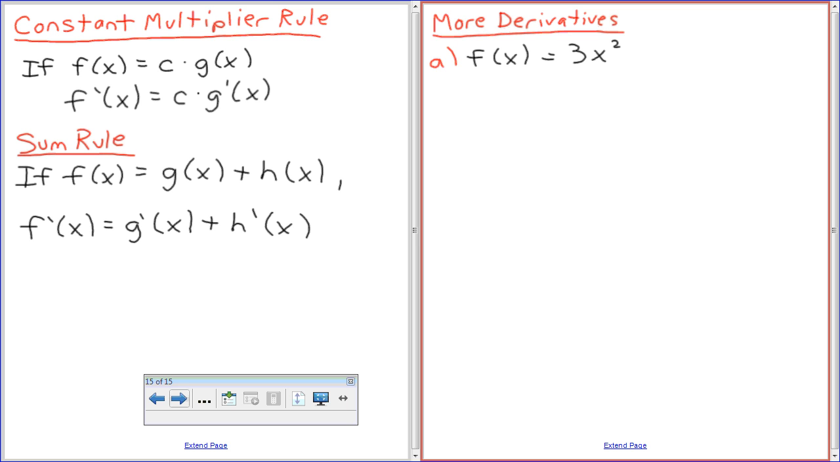All right, Derek. What is f prime of x equal to, please? 6x. Isn't that nice? It's just going to be like babies.